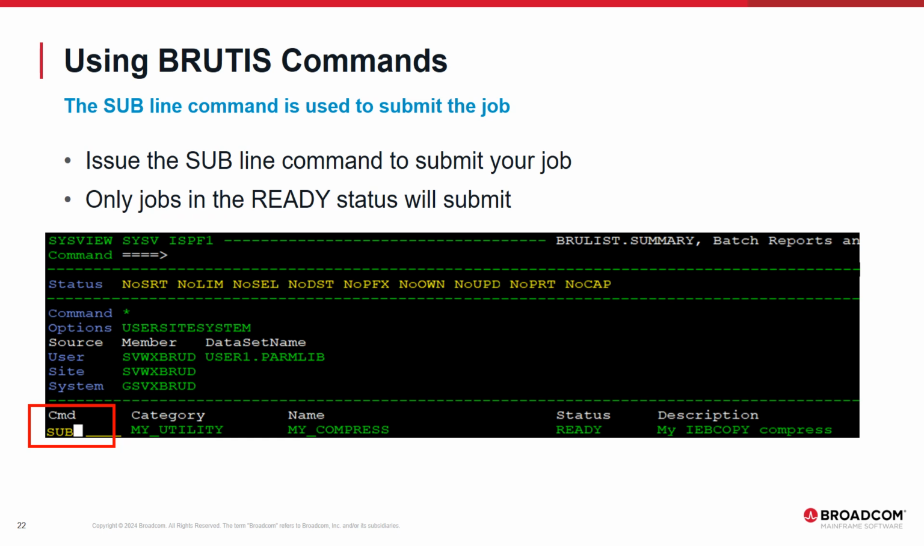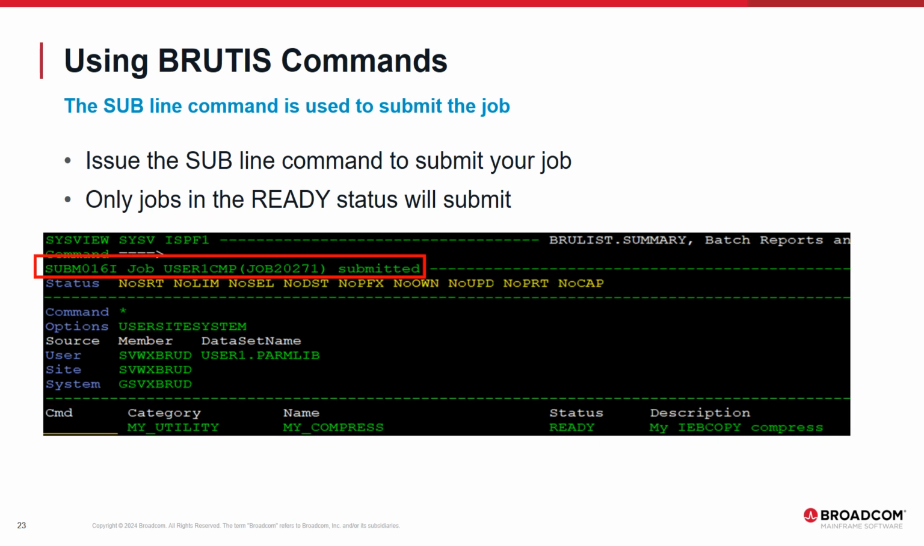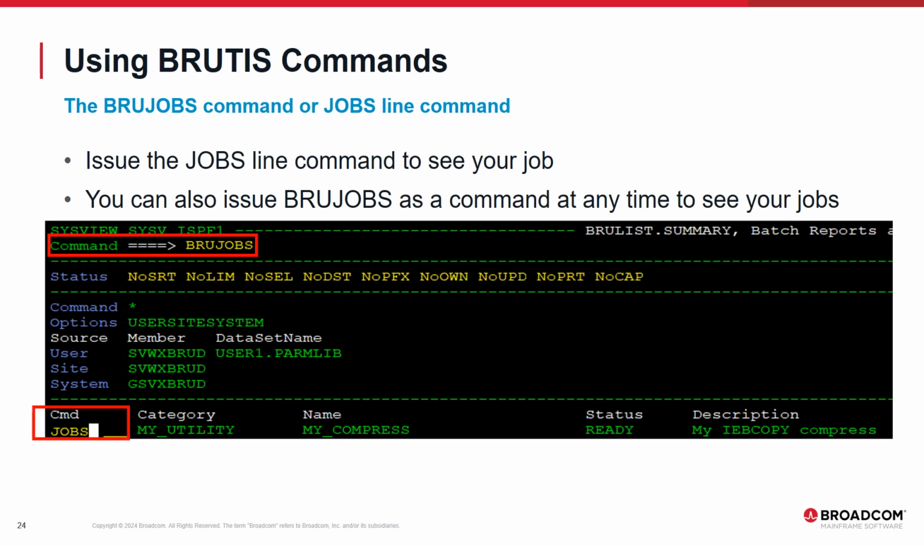To run your utility, simply type sub on the line command input area and hit enter. You will see the submit message showing that the job was submitted. Normally at this point you would continue doing work as part of your SYSVIEW workflow, and when you are ready to look at the status of your job, you would issue the BRUJobs command. You can also issue the jobs line command from BRULIST to find any jobs by the BRUTIS name. Go ahead and issue BRUJobs.